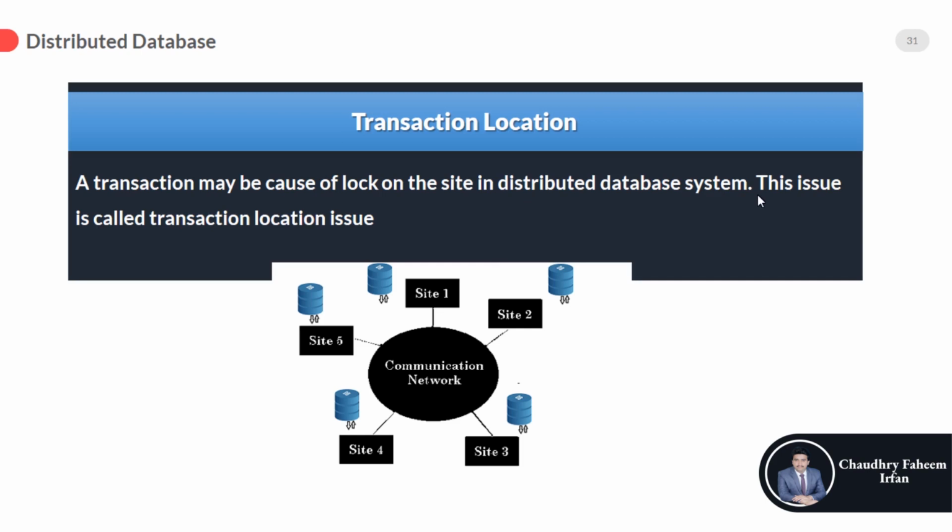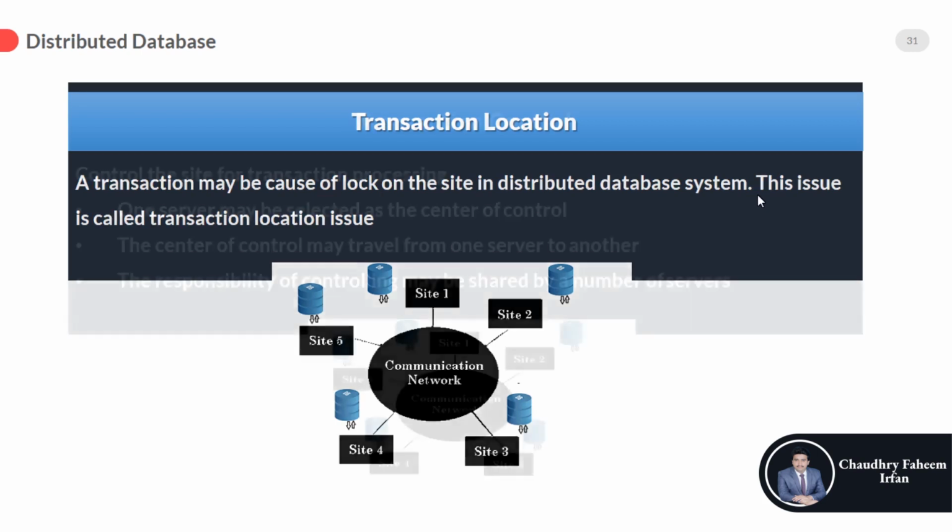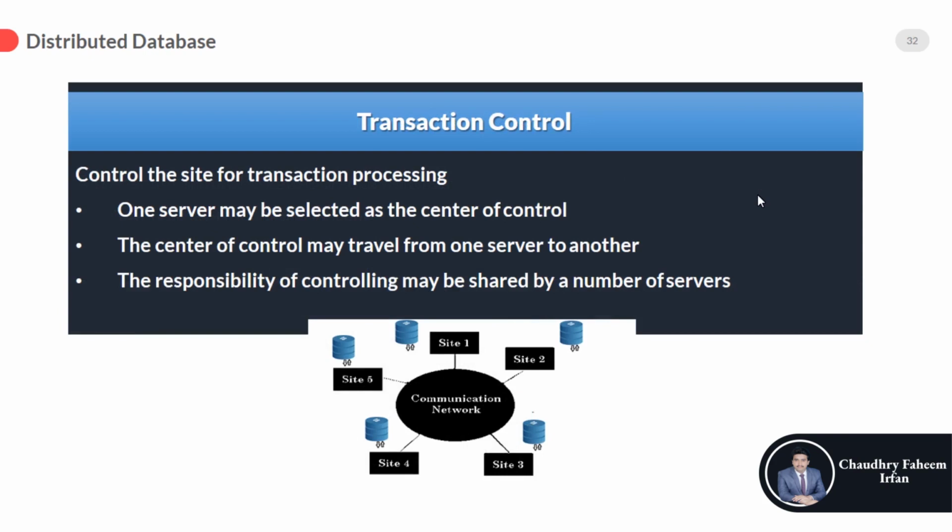When two conflicting transactions are located in a site, it may happen that one of them is in an inactive state. This condition does not arise in a centralized system. This concern is called the transaction location issue. And the second one is transaction control.